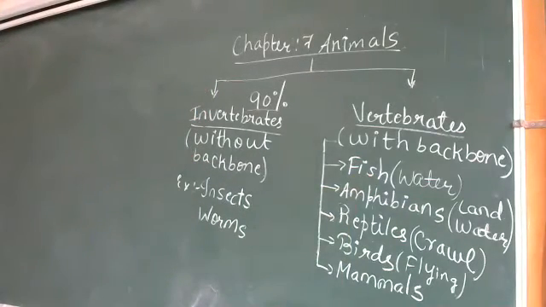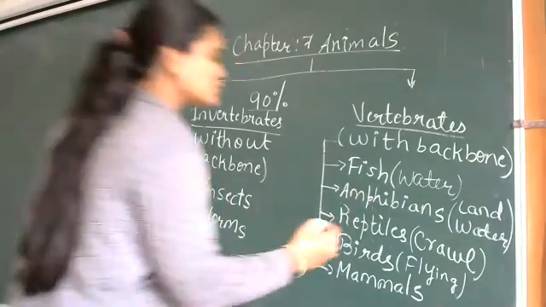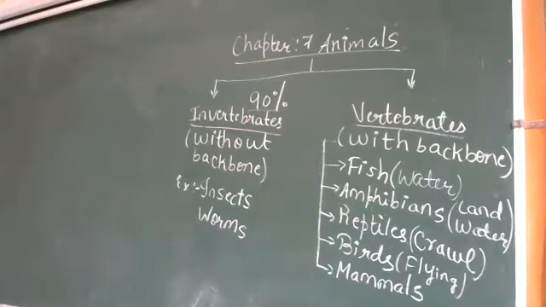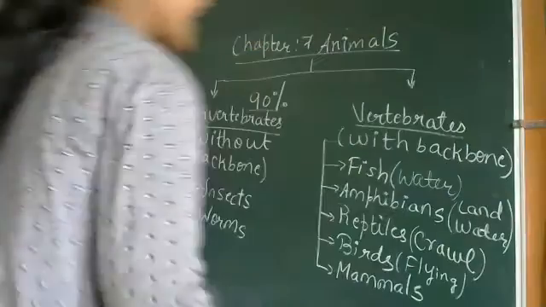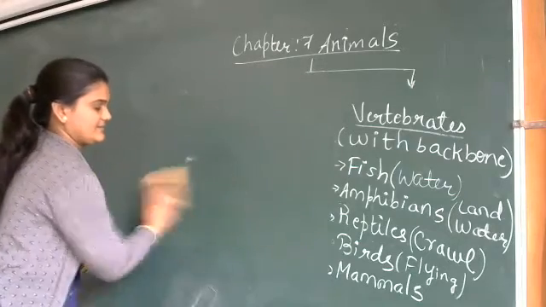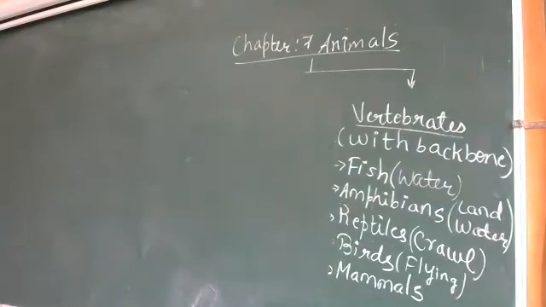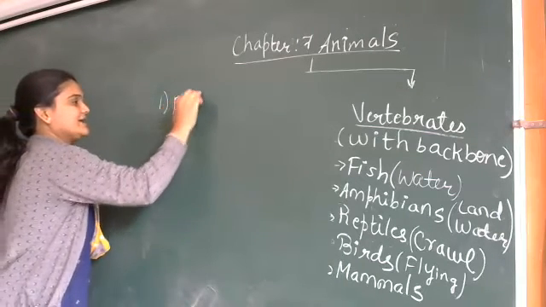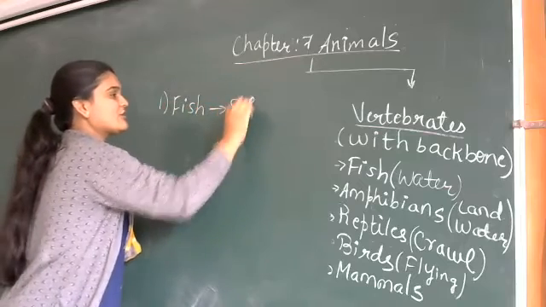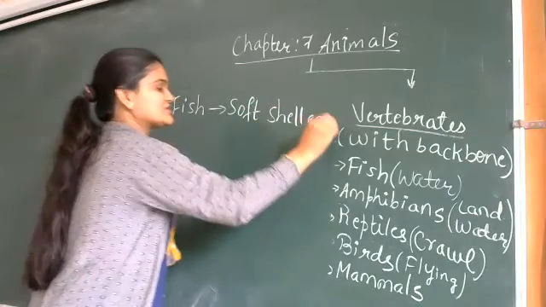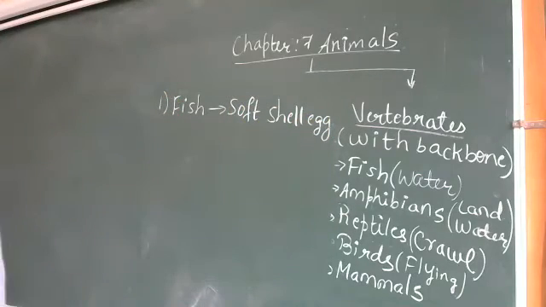The first one is fish. Fish live in water and they lay very soft shelled eggs. How are the eggs? Eggs are very soft shelled. Tell me, what is the nature of the egg in fish? It is soft shelled. Soft shelled eggs.